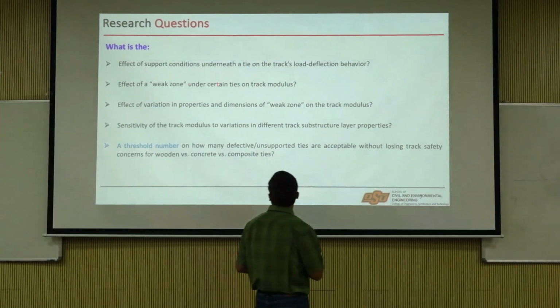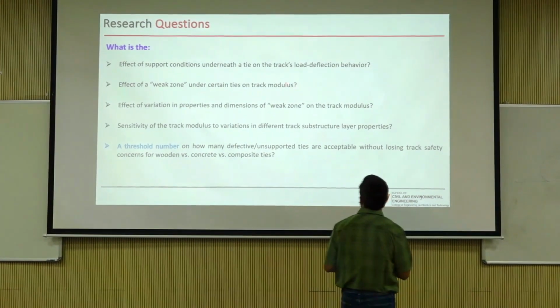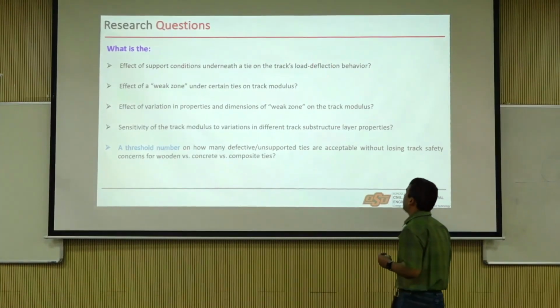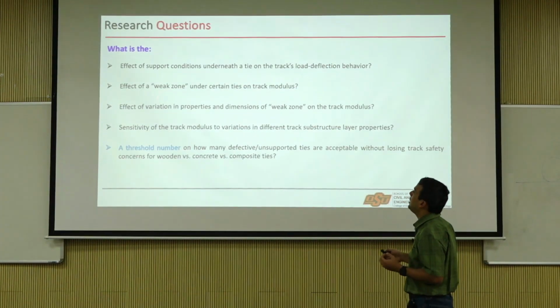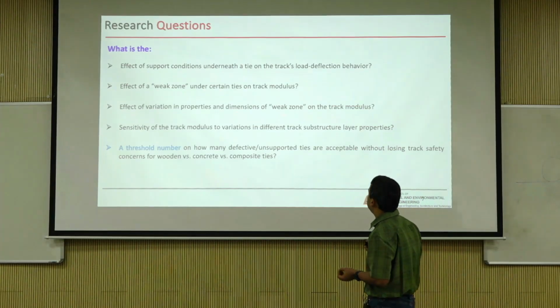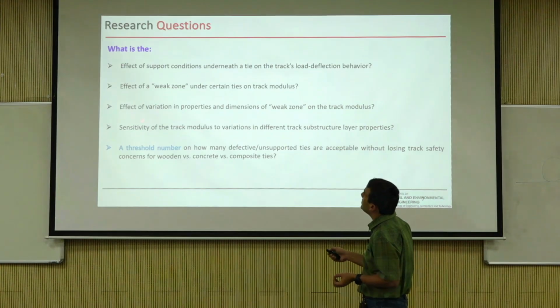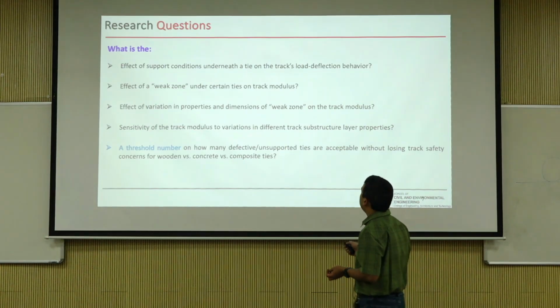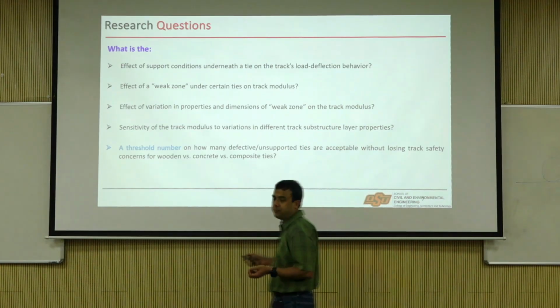So our questions are: what is the effect of support conditions underneath a tie on the track's load-deflection behavior? What is the effect of a weak zone under certain ties? What is the variation in properties of the weak zone? And how sensitive is track modulus to variations in different substructure properties?